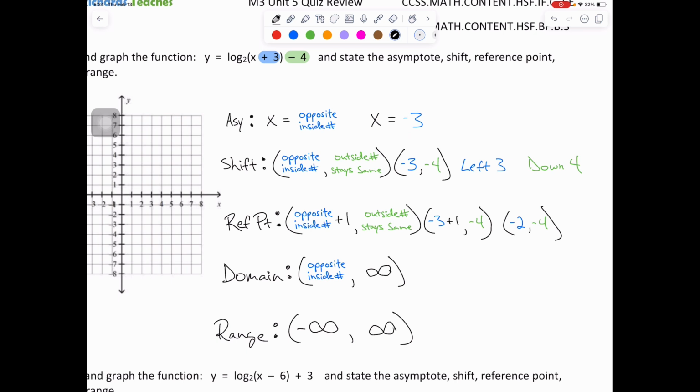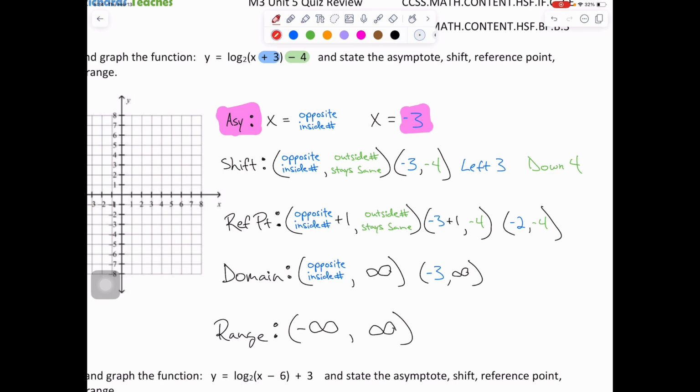All right, our domain is opposite the inside number followed by infinity. So again, that's going to be negative 3 followed by infinity. Our range I'm not even going to write out because it's going to be negative infinity to infinity. Then we will graph a couple of things. x equals negative 3. That will be our asymptote. I will highlight that in pink right there.